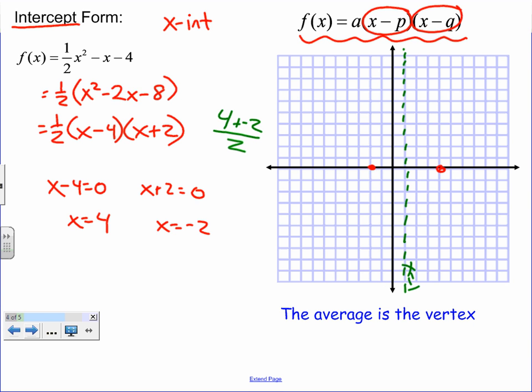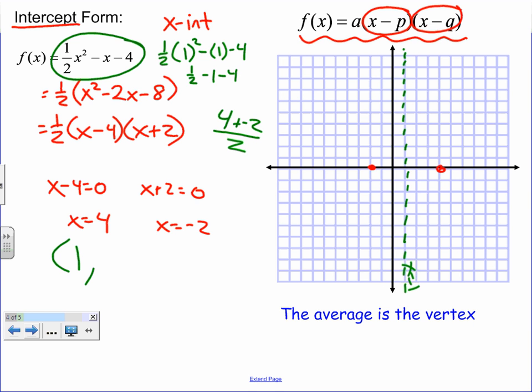So if we know the x value of the vertex is 1, because it has to be in the middle, we could take 1 and plug it back into the original equation. So we have 1/2 times 1 squared minus 1 minus 4. And what do we have here? We have 1/2 minus 1 minus 4, and we're going to have negative 4.5. So my vertex is 1 comma negative 9/2. And I'm just going to put it as an improper fraction. So put that on the graph here. 1 and negative 4.5, right about there.